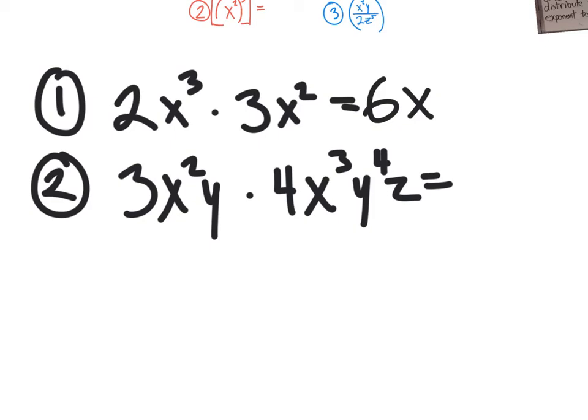6x to the 5th power. Piece of cake, right? 5th power. Because rule 1 says that if you're multiplying with the same base, you end up adding the exponents. So the power of 3 and the power of 2 get added.